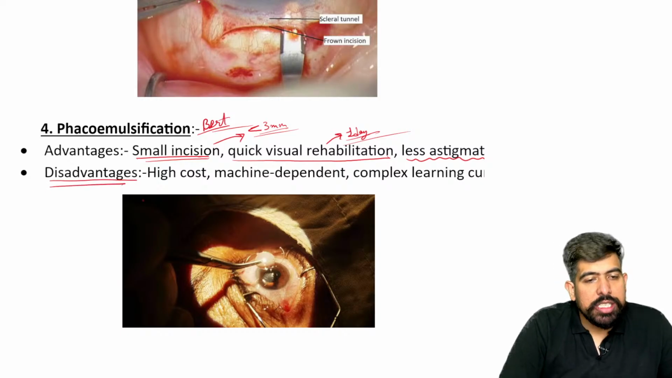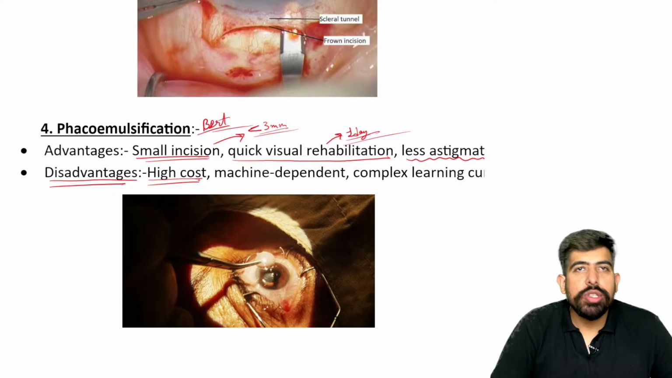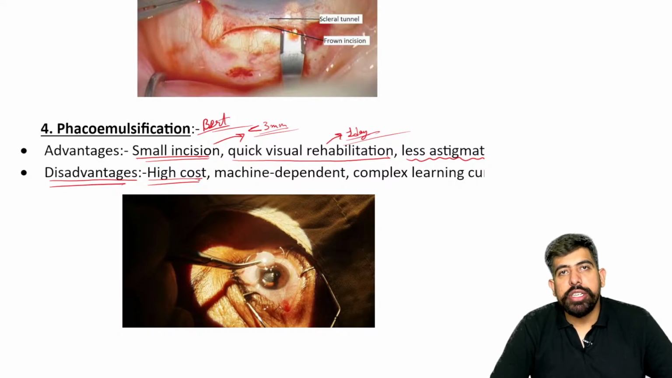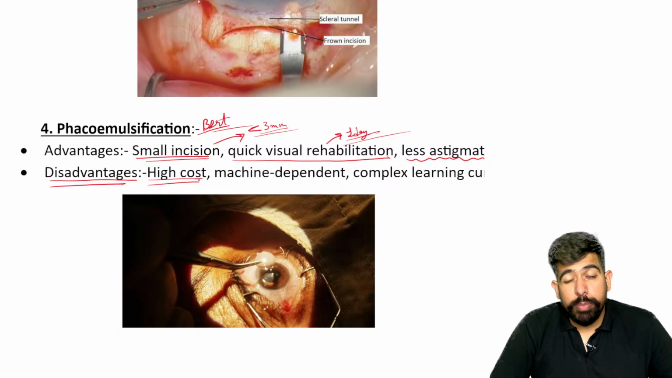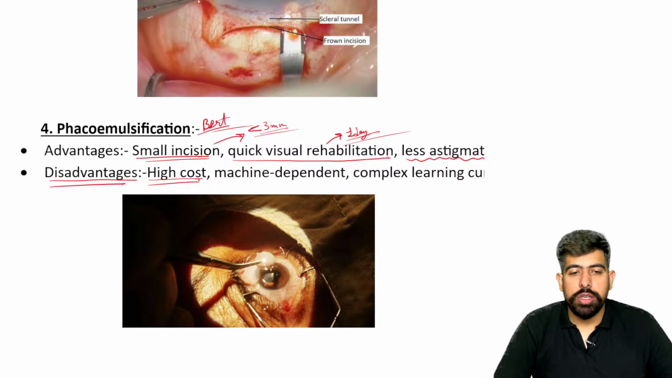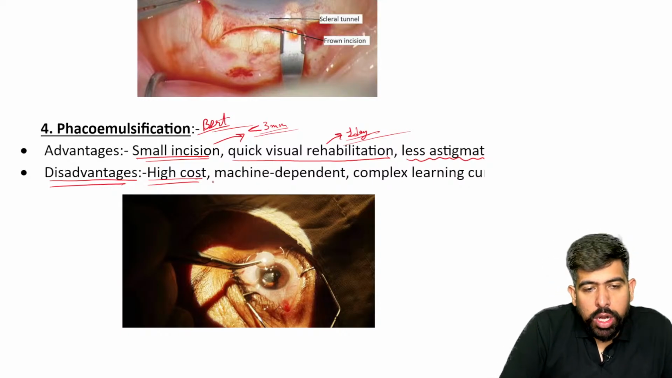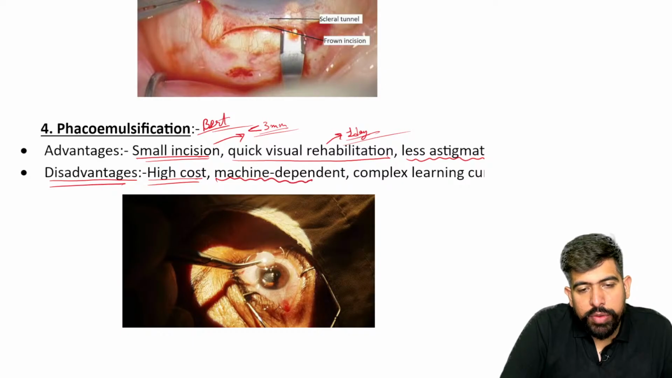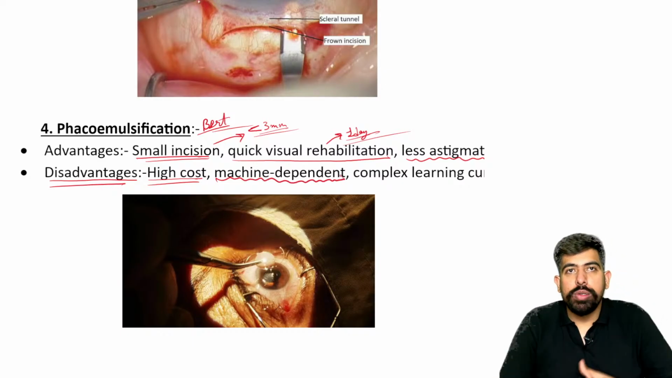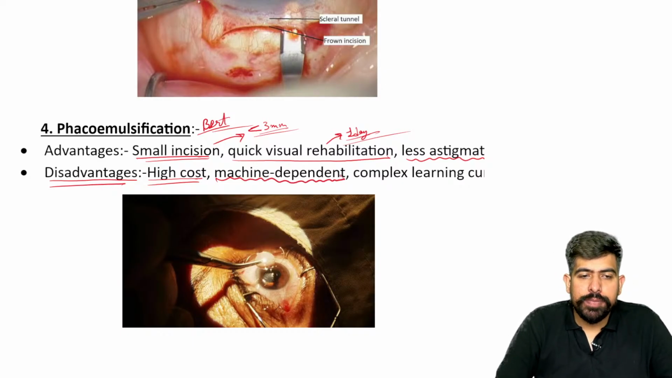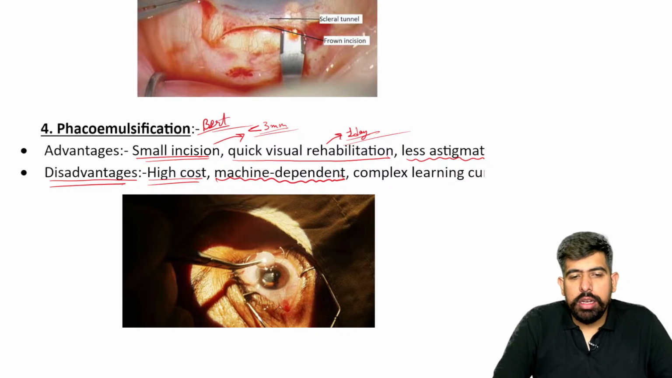What are the disadvantages? The disadvantage is the high cost. This is the first and main disadvantage. The patient has to bear the high cost of this. Also, all the work is machine dependent. We have to use a microscope for this.